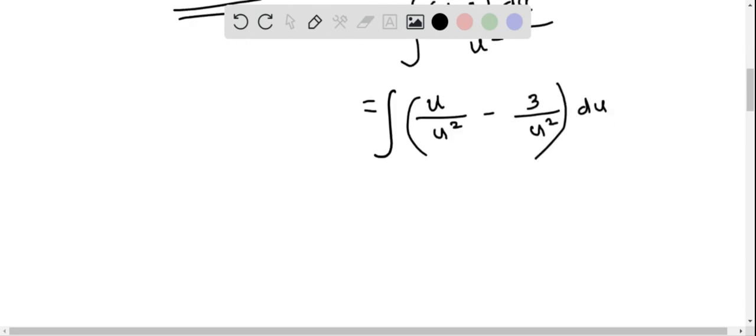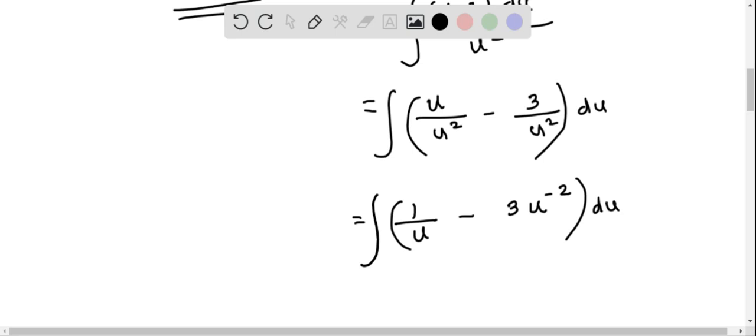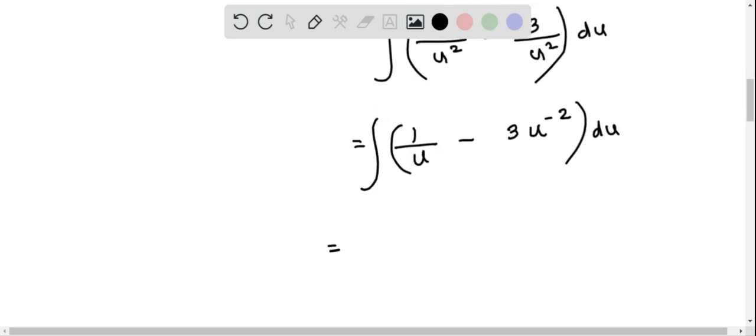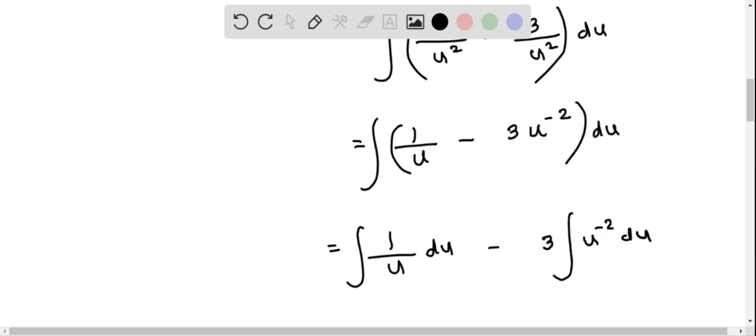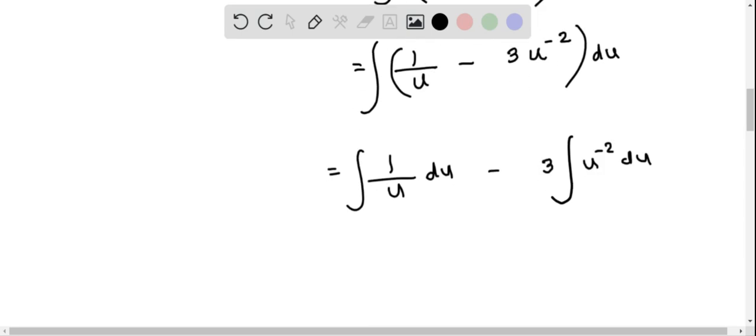Now I can simplify both fractions. The first fraction can be written as 1 over u, minus this, which I can write in exponent form as 3u to the power minus 2, times du. Let me rewrite this as two integrals. This is equal to the integral of 1 over u du minus 3 times the integral of u to the power minus 2 du. I'm taking out the 3 in front of the integral, which is a constant. So the integration of 1 over u du is the natural logarithm of the absolute value of u.